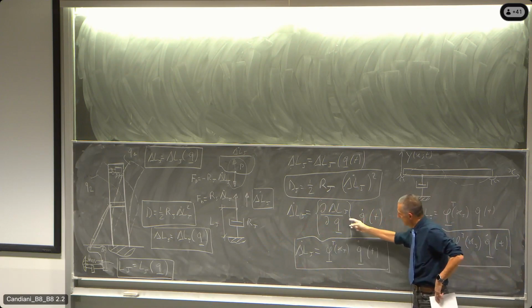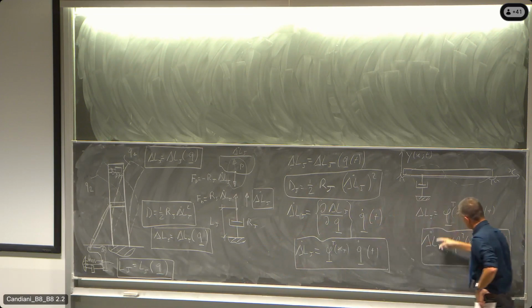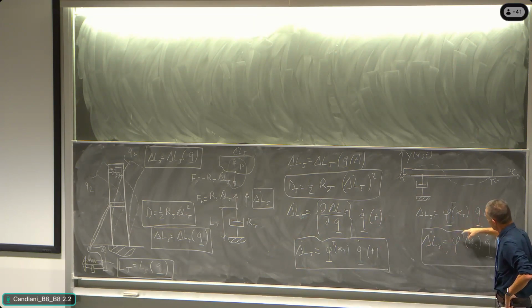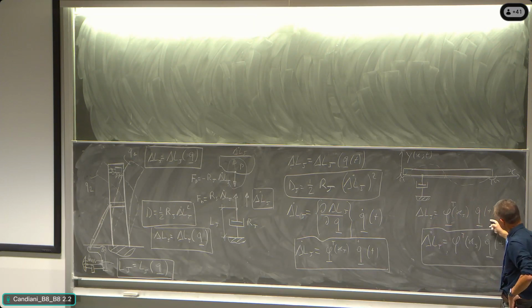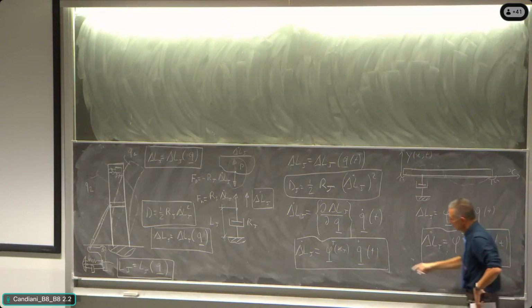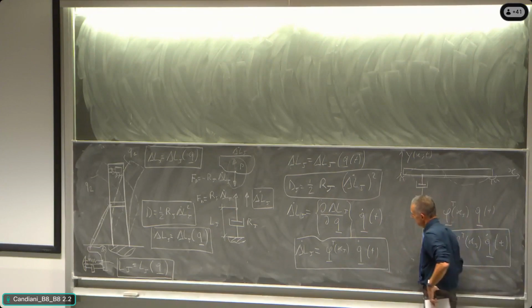So the derivative with respect to q of this quantity makes the modal shapes. All right. So I take the derivative with respect to q1, I have phi1. The derivative with respect to q2, I have phi2, and so on. All right. And so we can write like that.